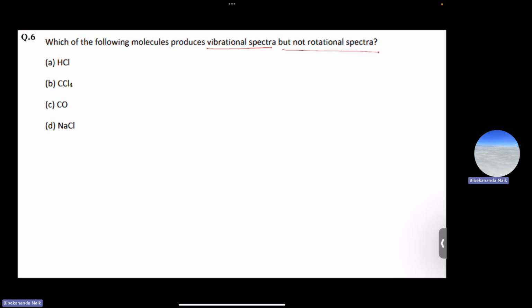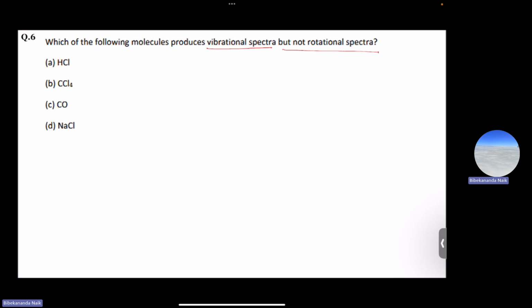If you remember, we discussed at the beginning of today's interaction session that there are some molecules that show vibrational spectra, called infrared active, and some molecules that show rotational spectra, called microwave active molecules. For rotational spectra the molecule should have a permanent dipole moment. However, for vibrational spectra there should be a change in dipole moment during motion.